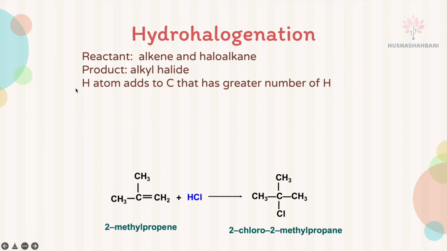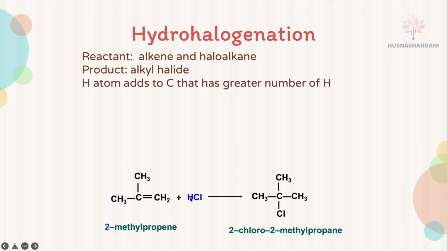Hydrohalogenation applies Markovnikov's rule. The reactants are alkene and haloalkane. The product is an alkyl halide. So here we focus on the carbon-carbon double bond, which reacts with the haloalkane, a hydrogen and a halogen atom.